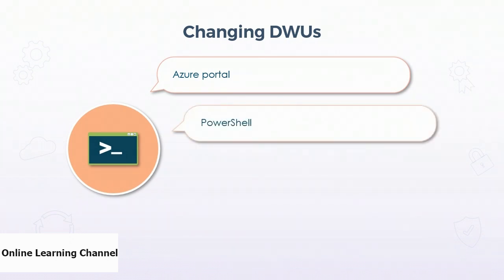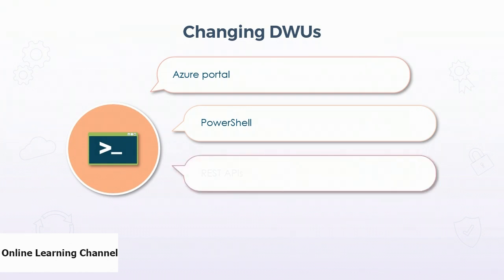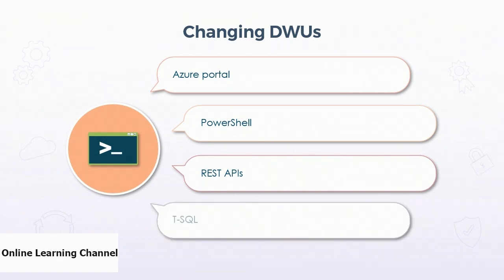We also can do it in PowerShell. So we have a new Azure PowerShell now. We can run the Set-AzSqlDatabase PowerShell cmdlet, and that will allow us to update our DWUs right from our PowerShell console. We can use REST APIs and send API calls to Azure to update our DWUs. And we can also use T-SQL, or Transact-SQL, and that will allow us to also update our DWUs in our data warehouse.